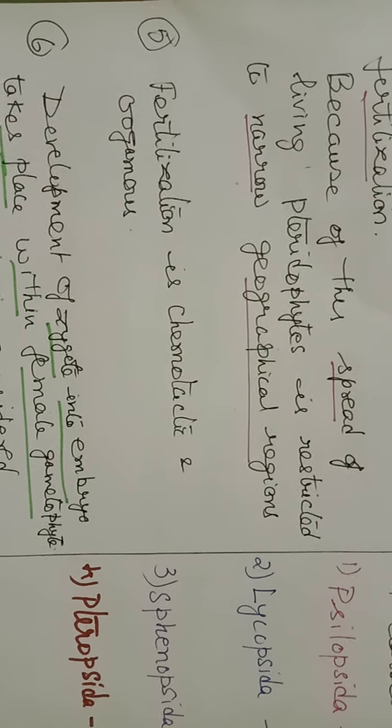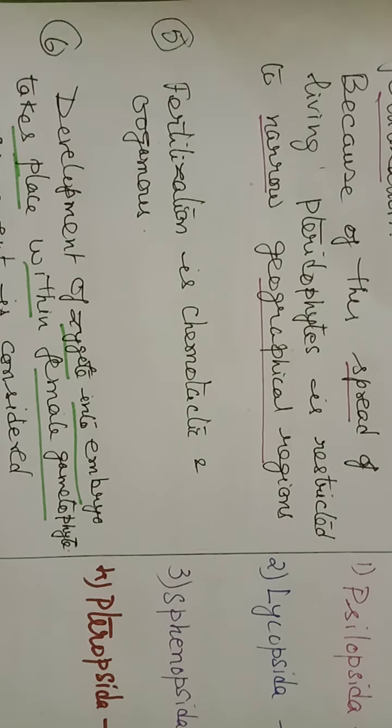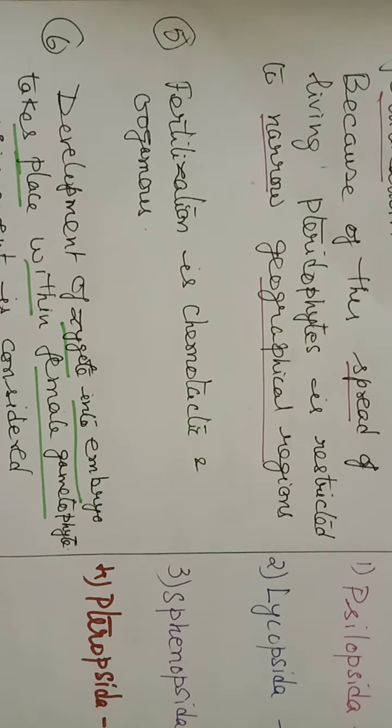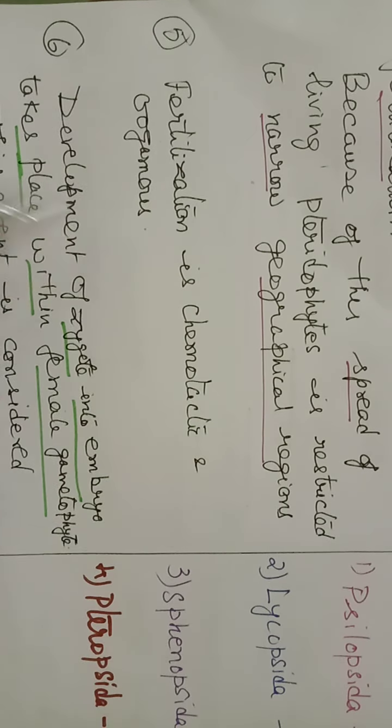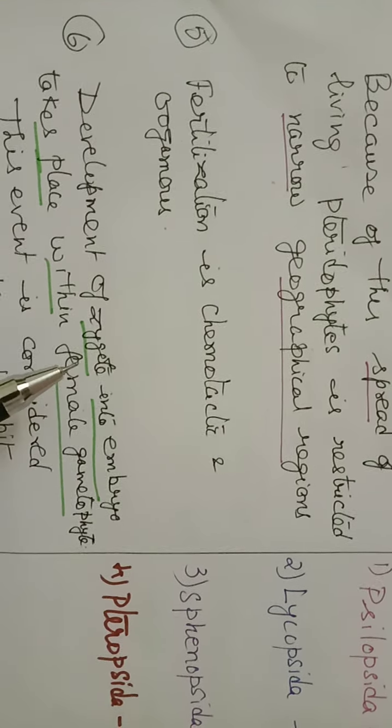They cannot survive in dry places. So the gametophyte of pteridophytes is totally dependent on water for its survival. It cannot survive in any dry places, so it has a restricted distribution. It cannot spread everywhere. Now next, fertilization is chemotactic and oogamous.